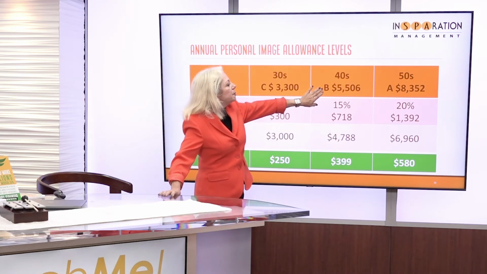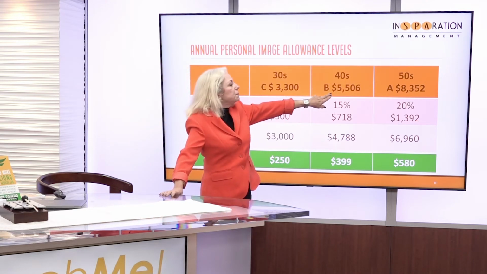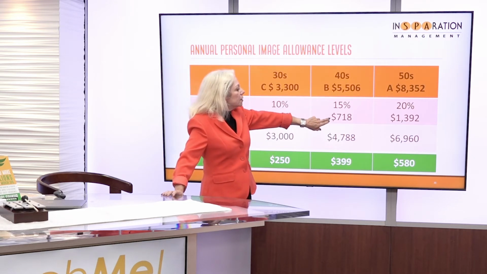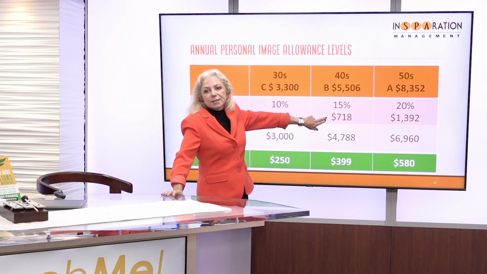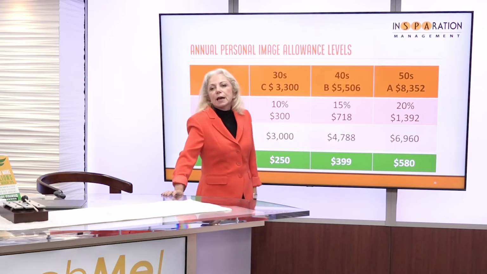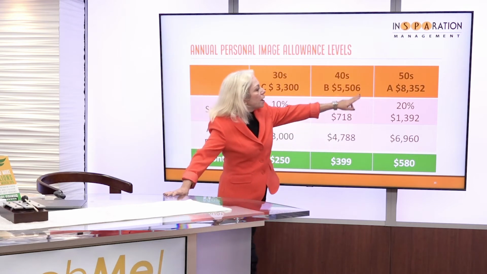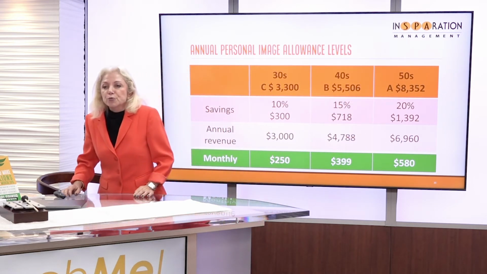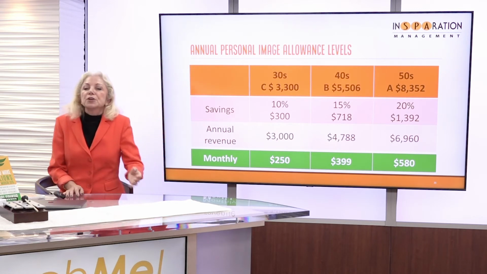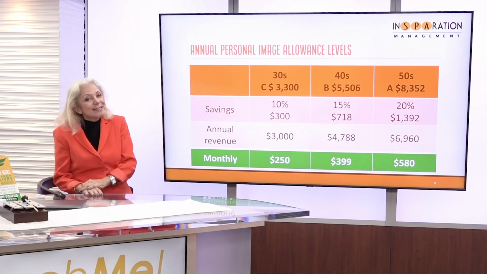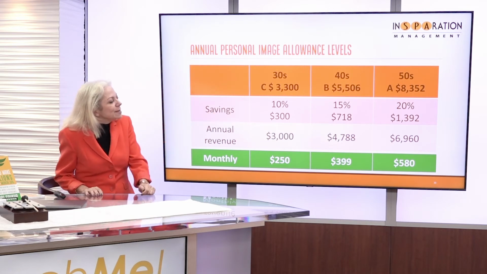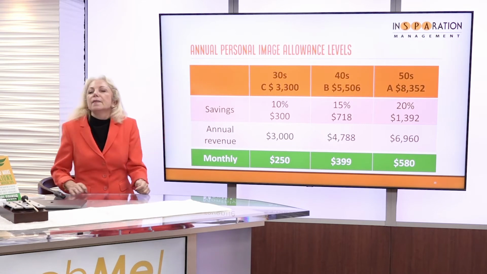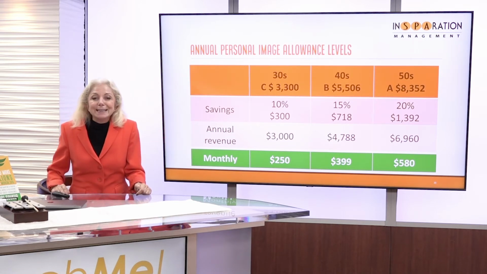If they're in the B class, that's $5,500 a year minus 15%. That's $780 discount, and they're paying you $399 a month. And then you have the 50s, where they're spending $8,300 with you in 1 year. They're getting the biggest discount of 20%, and that means they're getting $1,392 off, and they're paying you $580 a month.